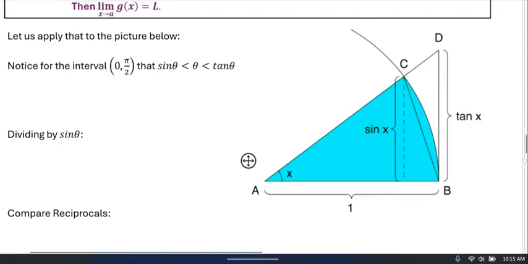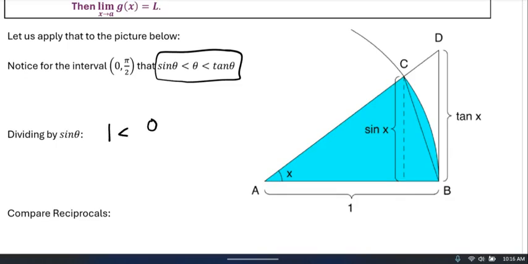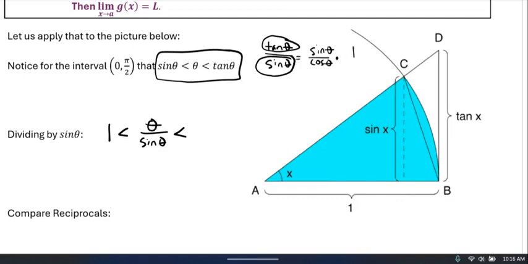So if you divide everything by sine theta, the first term will be 1. The second term will be theta over sine theta. And the last one, if you divide tan theta by sine theta, maybe we better do a little work on that if you don't remember it from your trig class. Tangent is equal to sine theta over cosine theta. But we're dividing that all by sine theta, which is the same as multiplying by the reciprocal. And so we're going to get 1 over cosine theta.